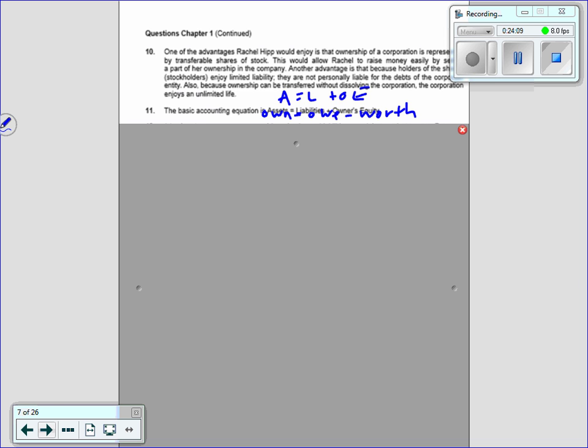Number 12. Define the terms assets, liabilities, and owner's equity. And part B, let me rephrase this. What two things make owner's equity go up, and what two things make owner's equity go down? Otherwise known as the expanded accounting equation. We've really already answered part A, but put it down again.